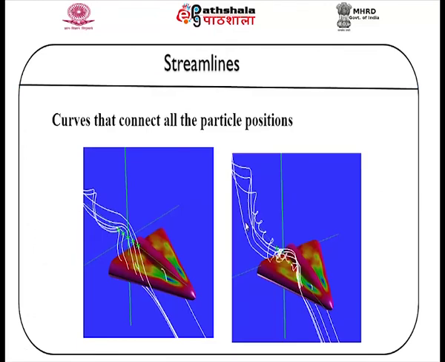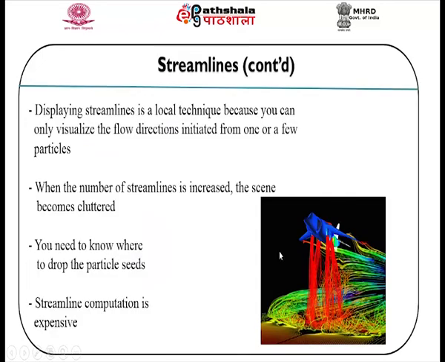Then there is another kind of application called streamlines, wherein the curves that connect all the particle positions are shown in the form of a visual structure. These streamlines are a local technique, because we can only visualize the flow directions initiated from one or a few particles. When the number of streamlines is increased, the scene becomes more cluttered.